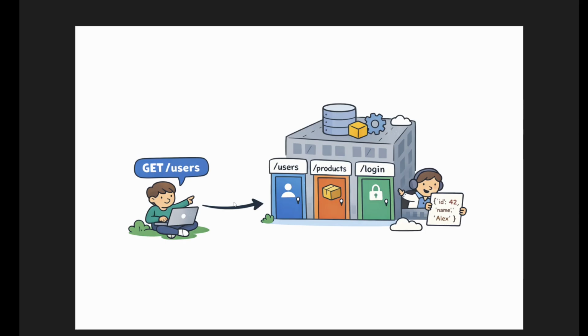So, an API endpoint is a specific URL, like a door, that performs one specific task on the server.